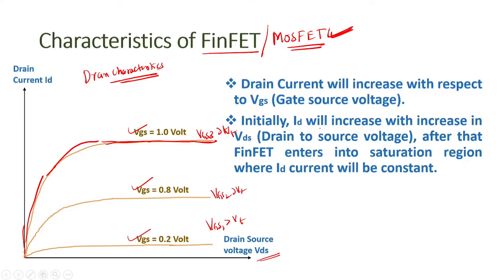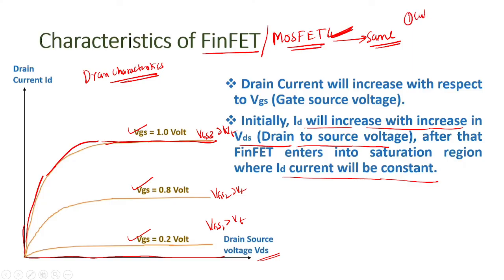Okay, so ID increases with increase in VDS. After the increase in VDS, the FinFET enters into the saturation region, and ID becomes constant. The characteristics are the same as MOSFET only. Both are the same. Okay, so in which regions is it operated? One is this cutoff region. This is nothing but the cutoff region. We already saw that case, no? So it is operated in the cutoff region.